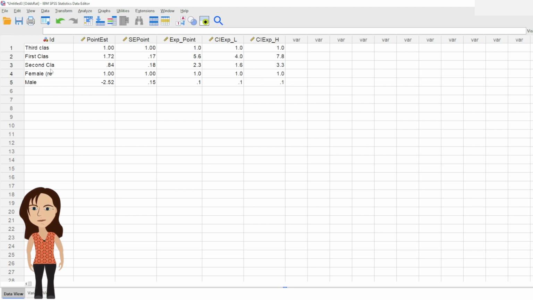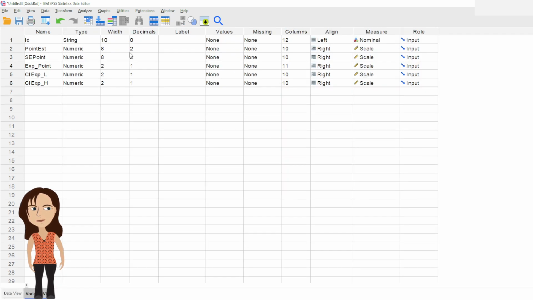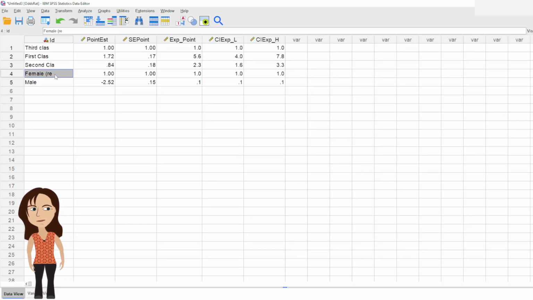So if I take all of these and copy this in and paste it, now I've lost some of my levels here, so the ID might need the width increased a bit. Reference.